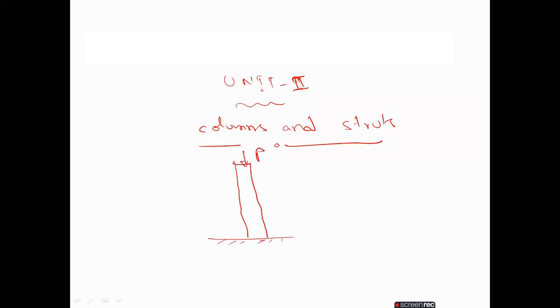It is like this. It is a vertical member of any structure. If you observe in your homes, the pillar, the layman terminology is a pillar, but technically we call it a column. So the column or strut is defined as a member of a structure which is subjected to axial compressive load. I will write the column definition here.